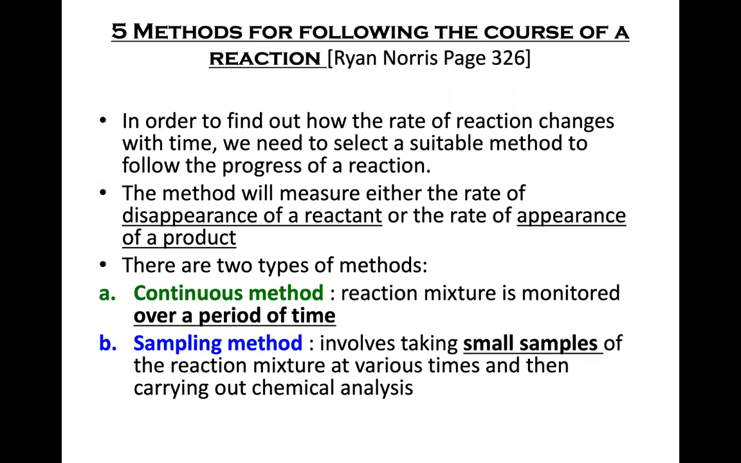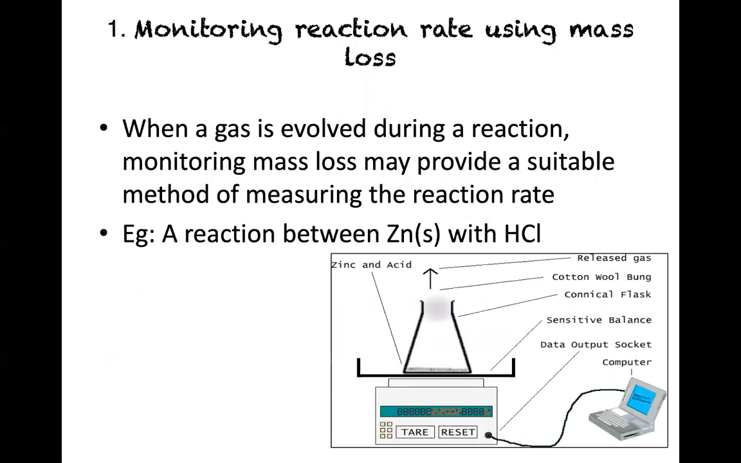There are two types of methods. The first one is the continuous method. That means you monitor from the start till the end. Sampling method, I think some of you are familiar with this term. Sampling method means you take small samples from the ongoing reaction. The easiest one is the continuous method, so I'm going to go through that first. The first one is monitoring reaction rate using mass loss. This is when we have a disappearing of reactants.